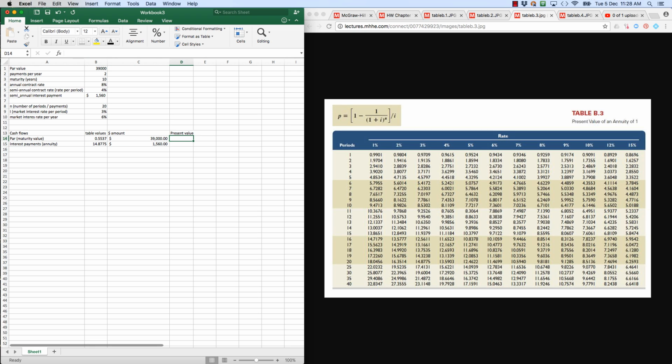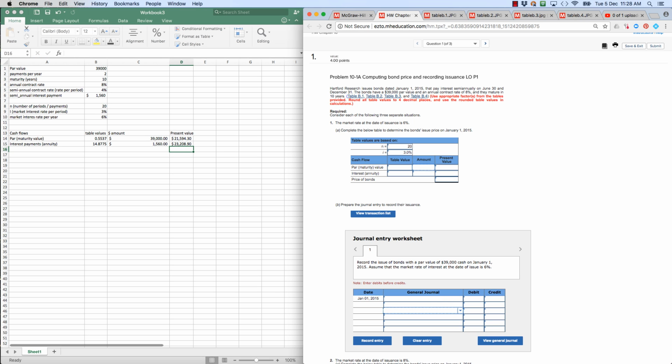So our present value of the par maturity amount is that discount factor times par, and the interest payments, it's the table value times the dollar of the interest payment. So these are the present value of those two items. So now we can use this data to fill in this table. So our table value 0.5537, amount 39,000, present value 21,594.3.